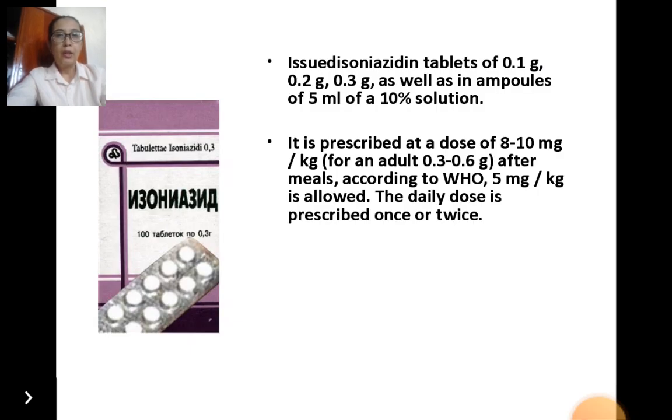It is isoniazid, used in tablets of 0.1 gram, 0.2 gram and 0.3 gram, as well as an ampoule of 5 ml of 10% solution. It is prescribed at a dose of 8 to 10 mg per kilogram. For an adult, 0.3 to 0.6 gram after meals. According to World Health Organization, 5 mg per kilogram is allowed. The daily dose is prescribed once or twice.